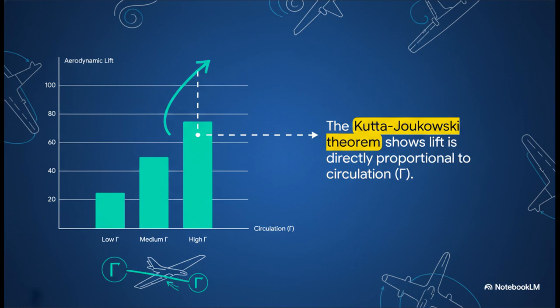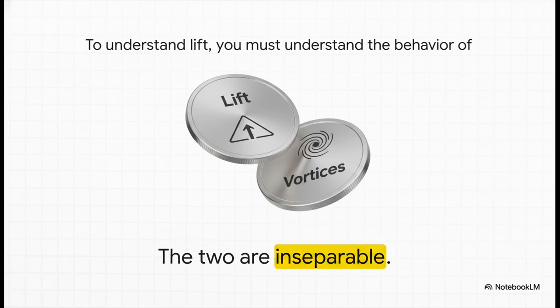More spin, more lift. So the big takeaway here is this. Lift and vortices are basically two sides of the same coin. You really can't have one without the other. To truly, deeply understand the physics of flight, you first have to understand the physics of these invisible, spinning tubes of air. They are completely inseparable.